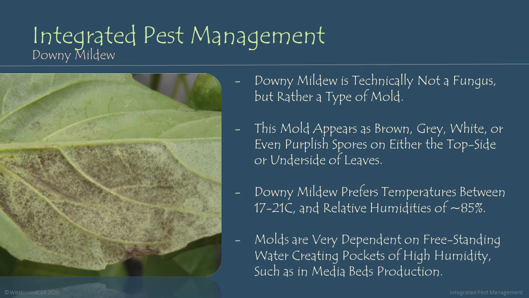Molds are very dependent on freestanding water that creates pockets of high humidity around our plant growing surfaces, such as in media bed production. So very commonly, if you have a downy mildew or powdery mildew problem in your greenhouse, it's going to be in your deep water culture float beds or your media beds. Typically with NFT gutters, because there's a hard barrier between the water in the system and the vegetative portions of the plants, we don't usually see powdery mildew or downy mildew issues inside of NFT production.